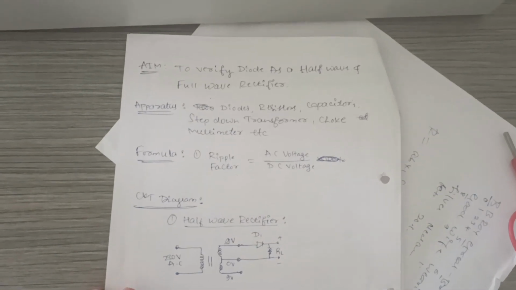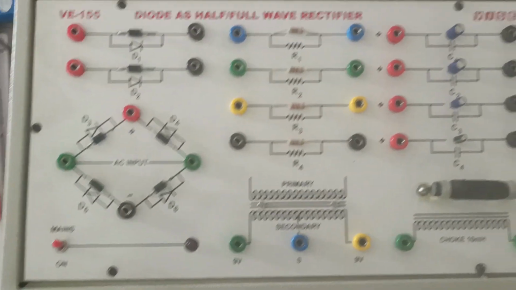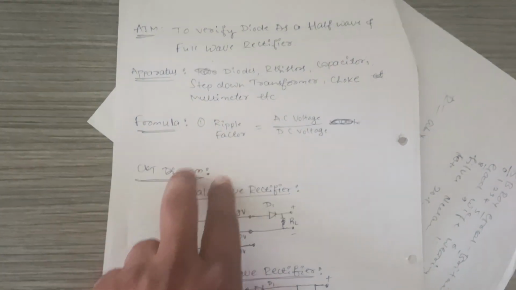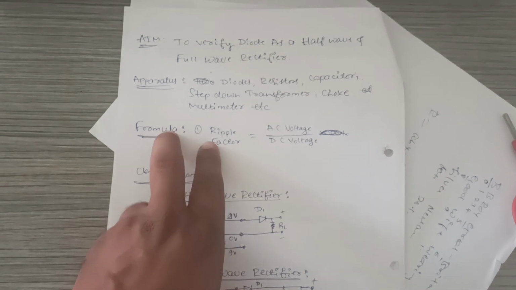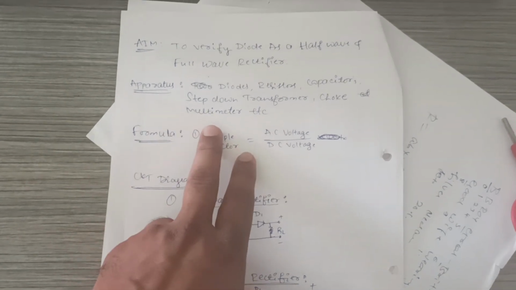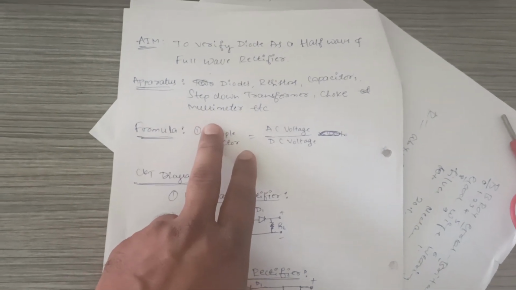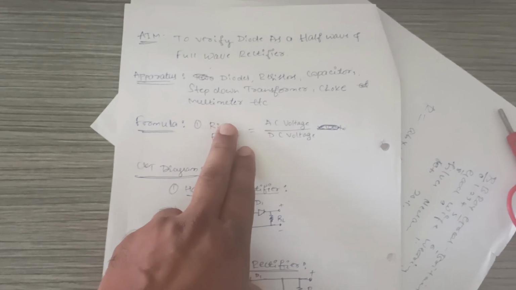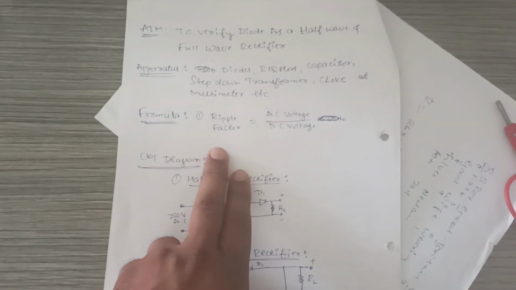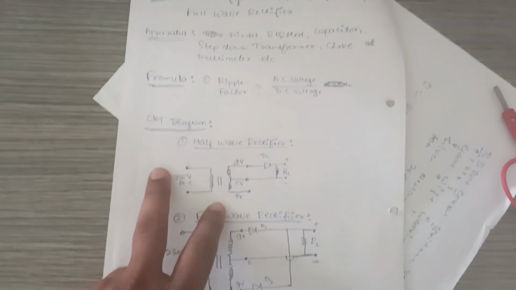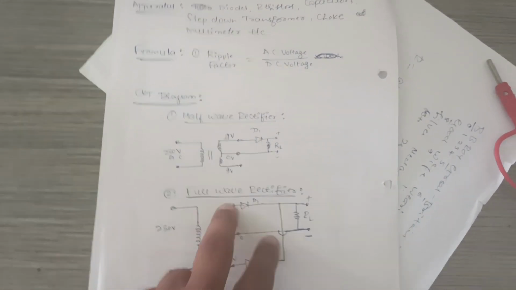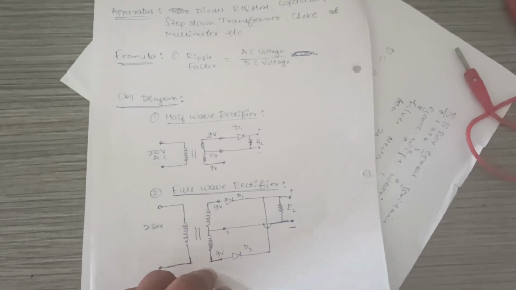Okay, in this video I will discuss diode as a half wave and full wave rectifier. The aim is to verify diode as a half wave and full wave rectifier, and the apparatus required are diodes, resistors, capacitors, step down transformer, choke, multimeter, etc. There is only one formula: ripple factor equals AC voltage divided by DC voltage. The circuit diagram for half wave rectifier is there, and this is for full wave rectifier.